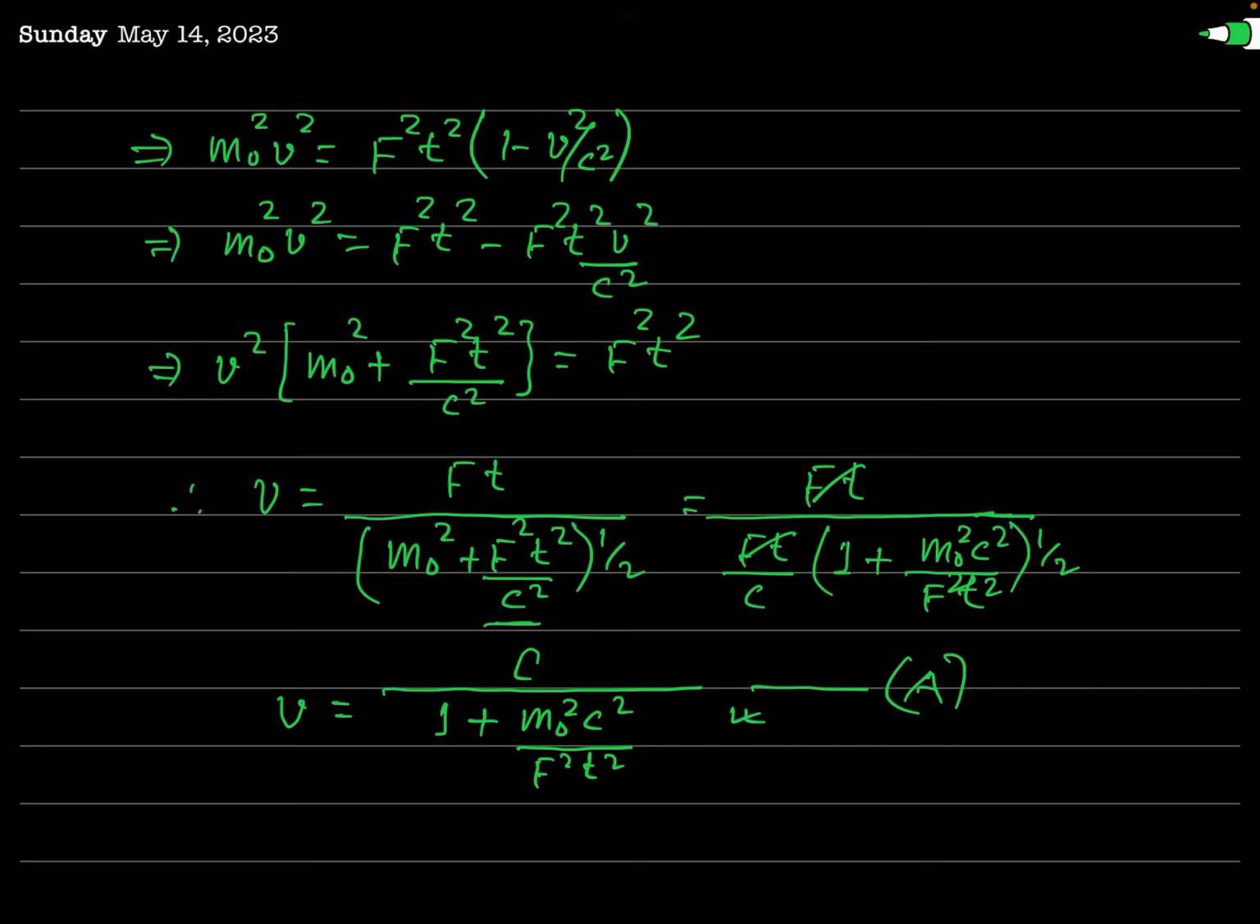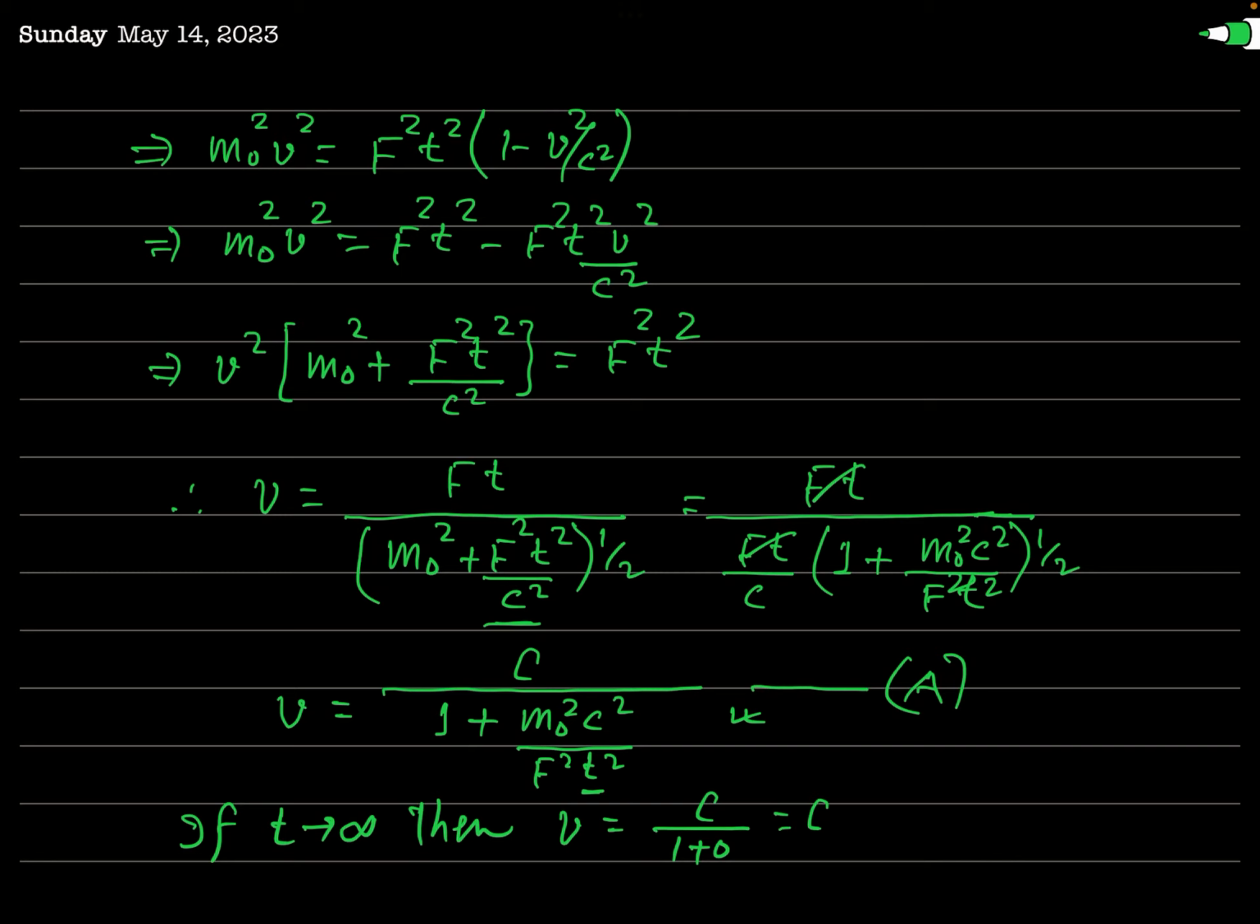Now let us see what will happen when we take t equal to infinity. It means after a very long time, what will be the speed? You are applying the force for a long time, and guess what the speed will be? In Newtonian mechanics you have seen that speed becomes infinity, but here if t tends to infinity, then find the value of v. v will be equal to c divided by 1 plus 0, because here t is present, and when t is infinity, the second term in the denominator will be 0, and this will be c.